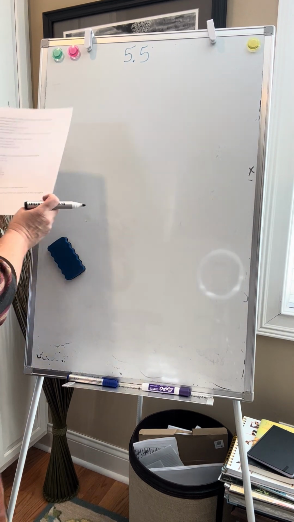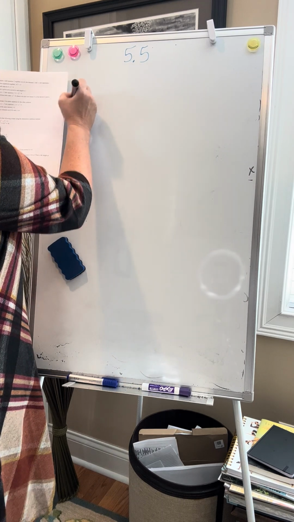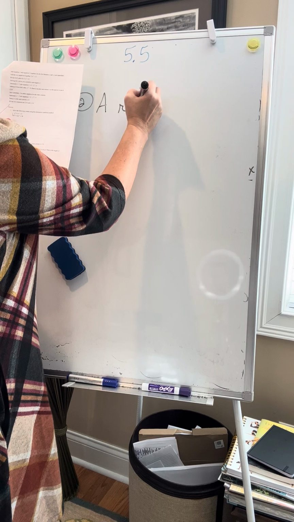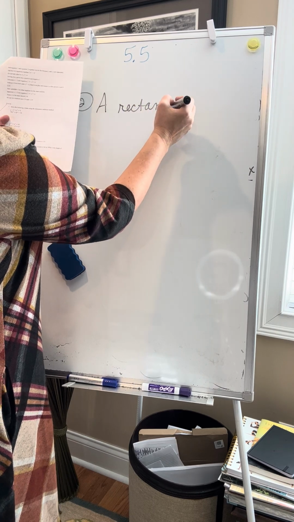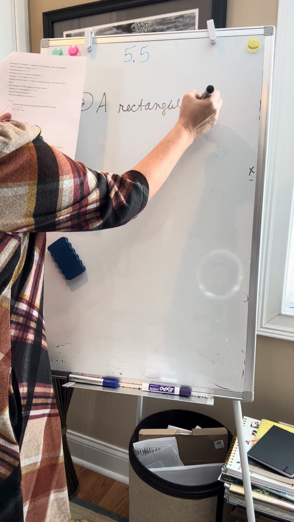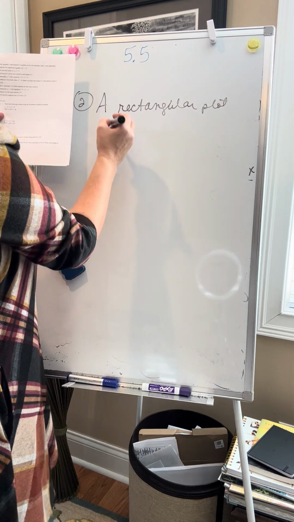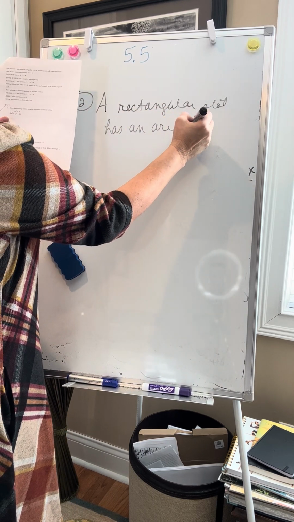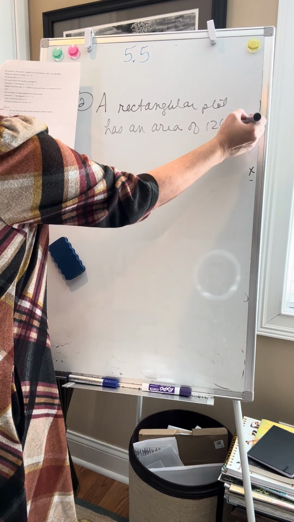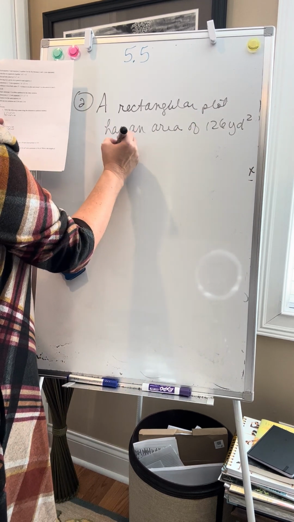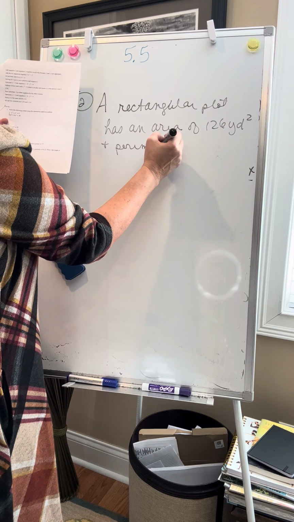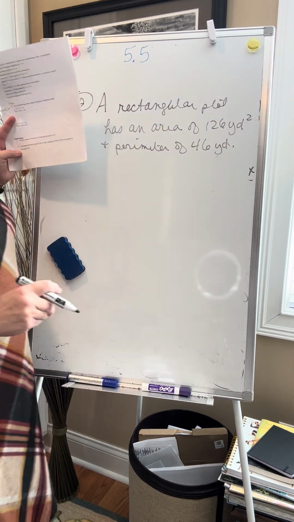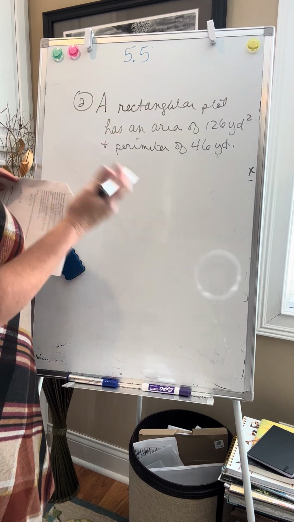And then the last one I have, and we might not work it all the way through, but let's get it set up. You have a rectangular plot, and it has an area given of 126 square yards and a perimeter of 46 yards. Can you find the length of the longest side, or find the two sides?